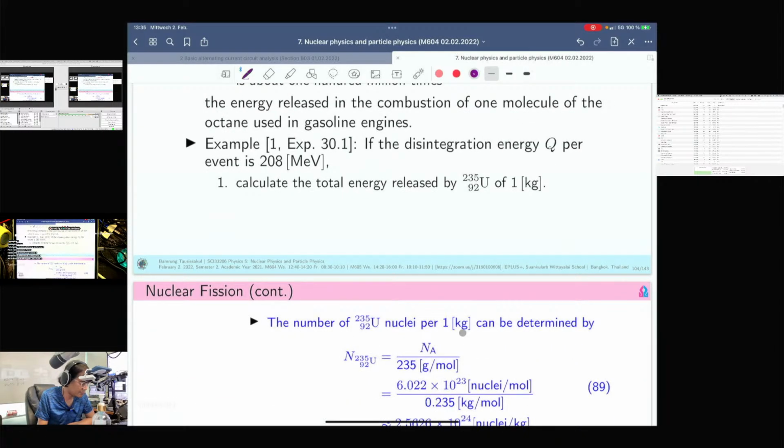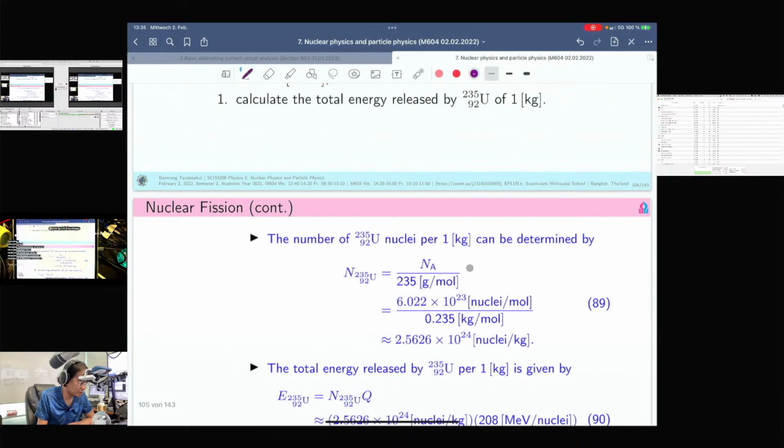And as we know, the number of nuclei in 1 kilogram of uranium-235 can be determined by the Avogadro number divided by 235 gram per mole, right? Because we are using uranium-235, it's going to be 235 gram per mole. And because physics needs to be considered in the SI system, we convert gram to kilogram, dividing by 1,000. We have 0.235 instead of 235. The Avogadro number is the number of atoms in chemistry, but in nuclear physics it corresponds to nuclei, because each atom has a single nucleus.